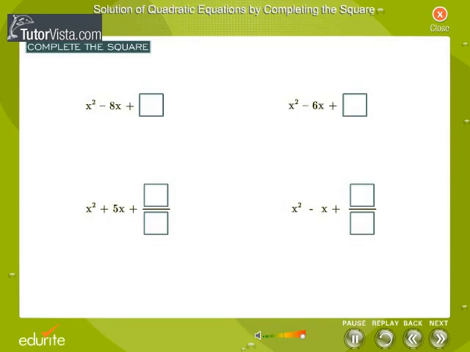Here are some quadratic polynomials. Add a constant term so that the polynomial becomes a perfect square. Key in the number.